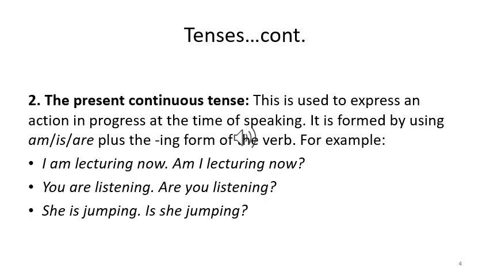For example, I am speaking now. I am lecturing now. Am I lecturing now? You are listening. Are you listening? She is jumping. Is she jumping? So we have the declarative forms: I am lecturing now. You are listening. She is jumping. And we have the interrogative, the question forms: Am I lecturing now? Are you listening? Is she jumping? So these are examples of the present continuous tense.